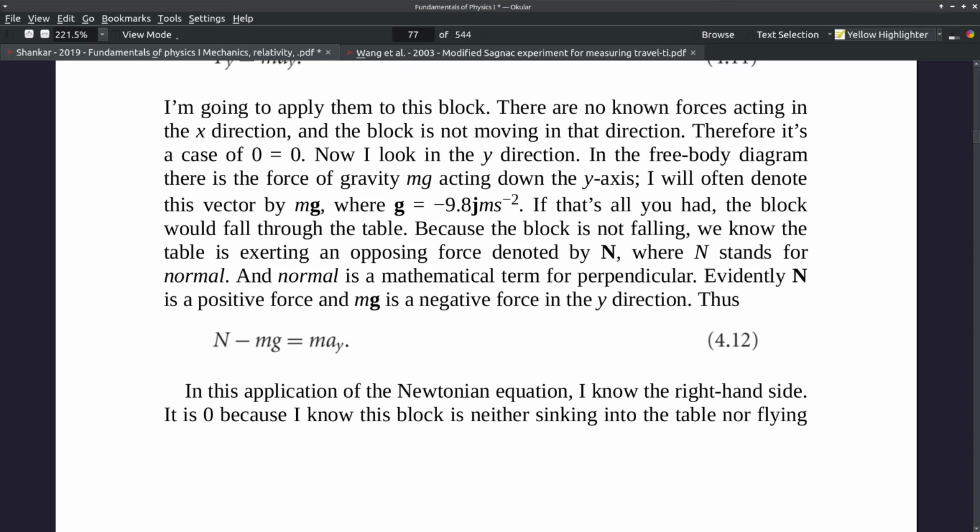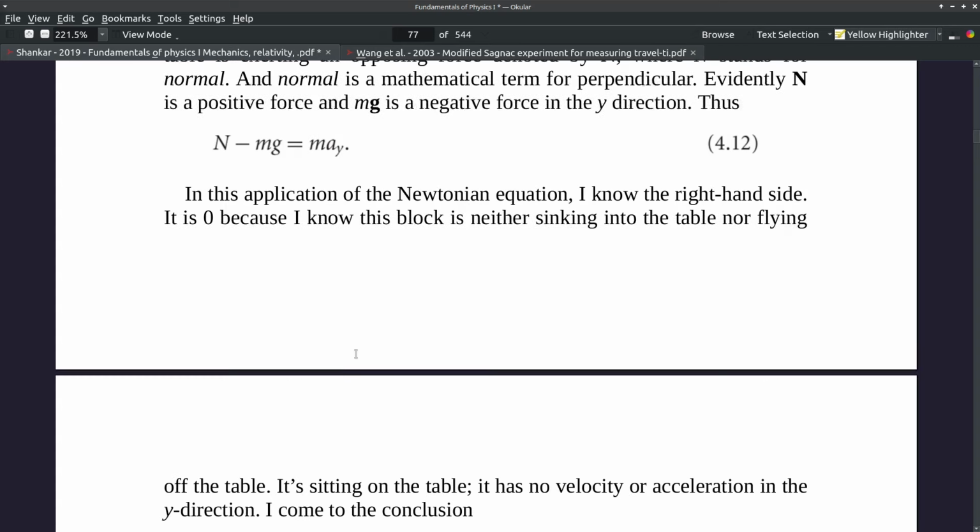If that's all you had, the block would fall through the table. Because the block is not falling, we know the table is exerting an opposing force denoted by N, where N stands for normal. And normal is a mathematical term for perpendicular. Evidently, N is a positive force and mg is a negative force in the y direction. Thus, N minus mg equals m times the acceleration in the y direction.